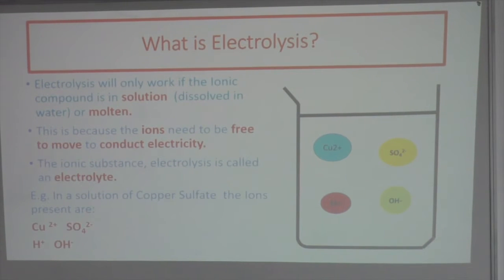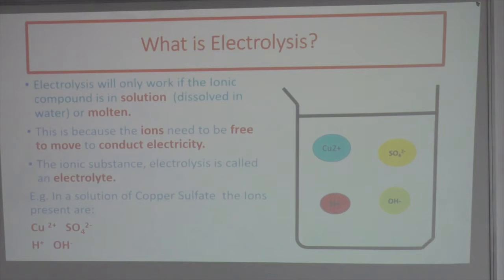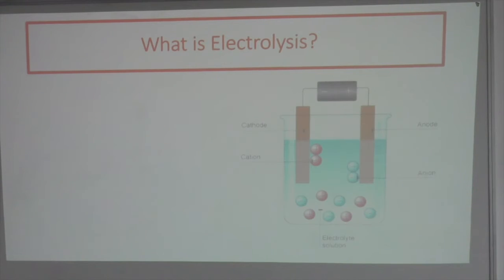So you can see here those ions that are present are Cu2+, SO4 2-, negatively charged, H+, so that's hydrogen, which is positively charged, and OH-, negatively charged. These are all going to separate out using electricity. So let's look at the method here. You should be able to see it on the screen.